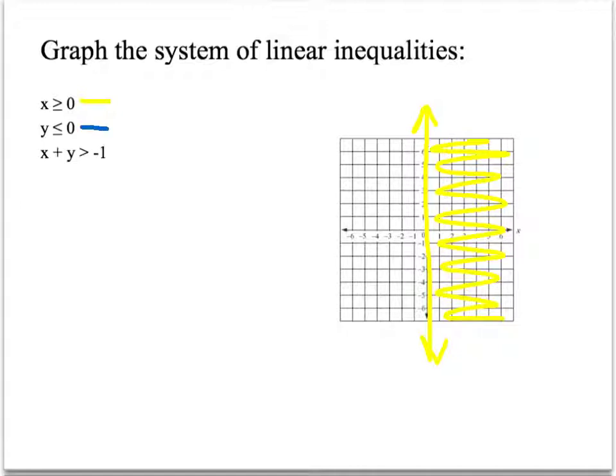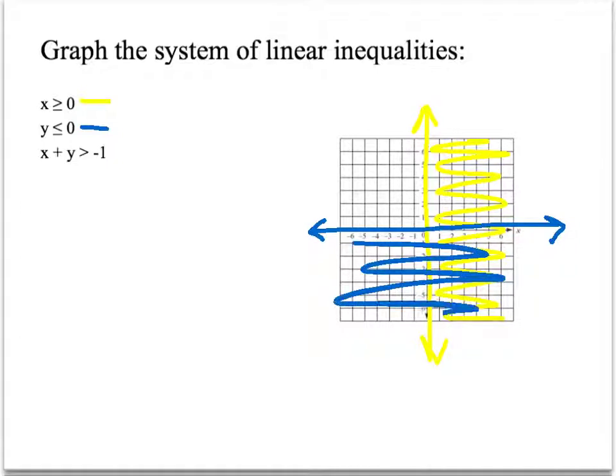y is less than or equal to 0. That's going to give me a horizontal line at 0. That cuts the y-axis in half. The values less than or equal to 0 are on the bottom portion of the graph.